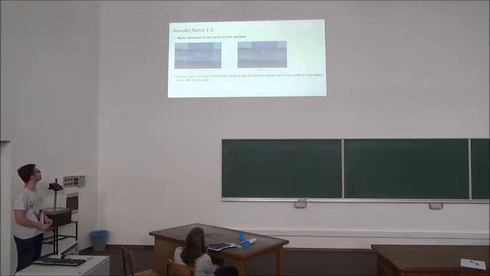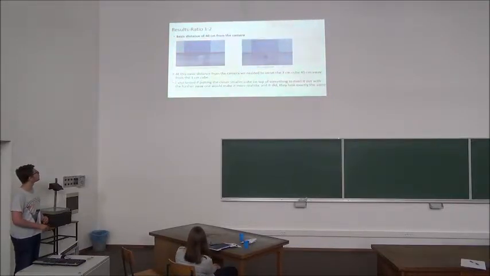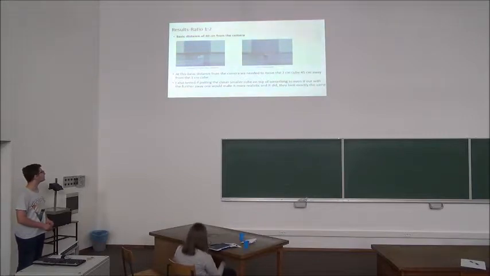In ratio 1 and 2, the basic distance of 20 centimeters from the camera, we needed to move the bigger cube 25 centimeters away from the smaller cube. At basic distance of 30 centimeters from the camera, we need to move the bigger cube 35 centimeters away from the smaller cube, and in ratio of 40 centimeters from the camera, we needed to move the bigger cube 45 centimeters away from the smaller cube.